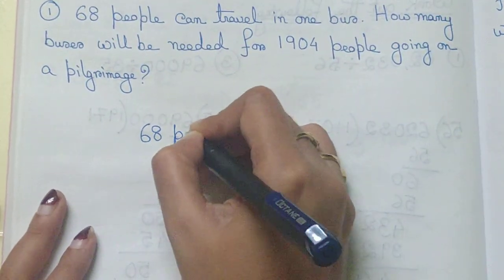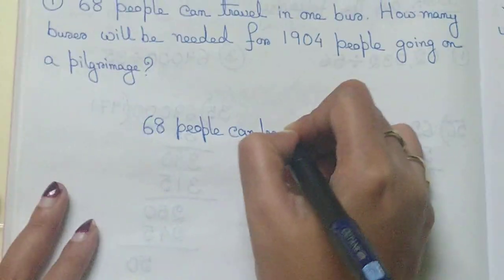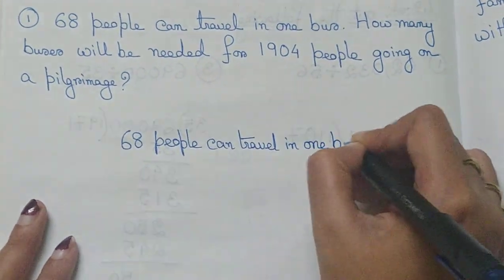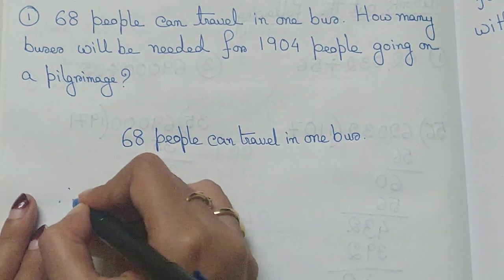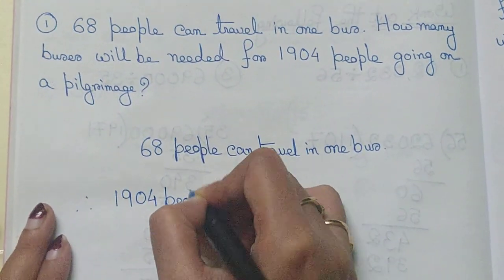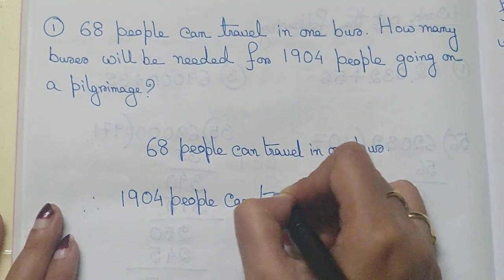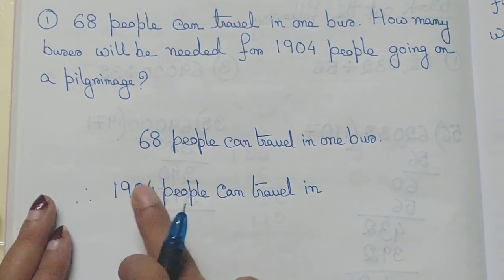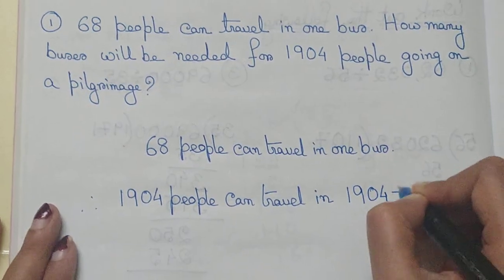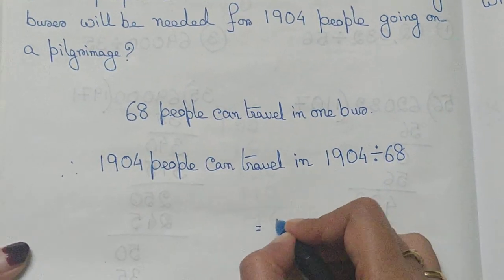68 people can travel in one bus. Therefore 1904 people can travel in, as you know, this is the bigger number, so this should be written first, that is 1904 divided by 68. I'll be showing the division here.